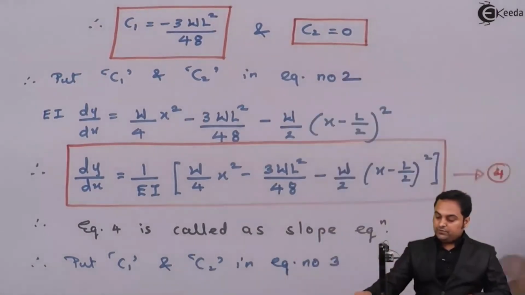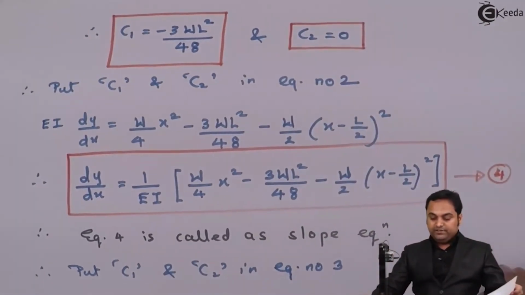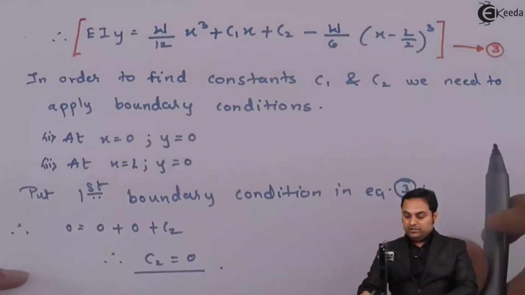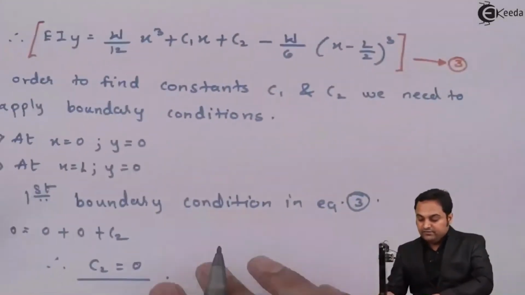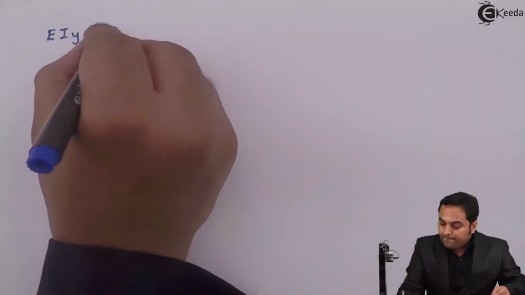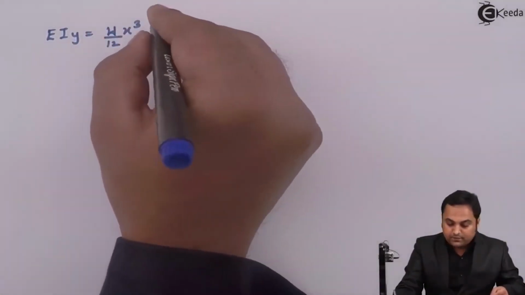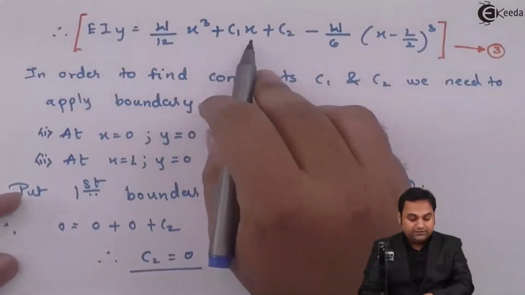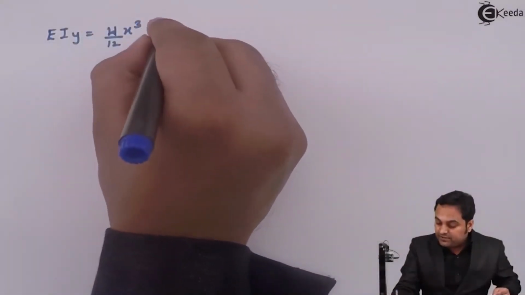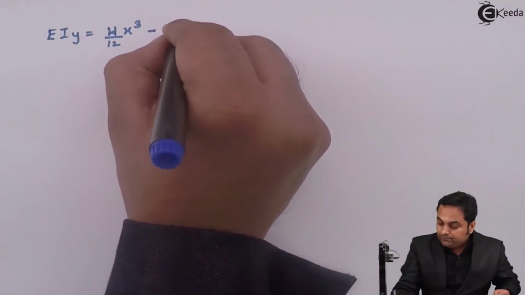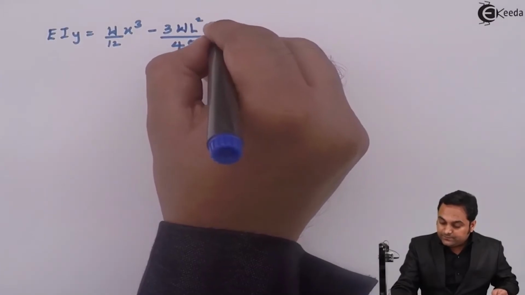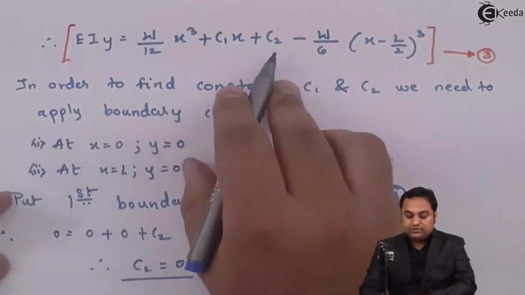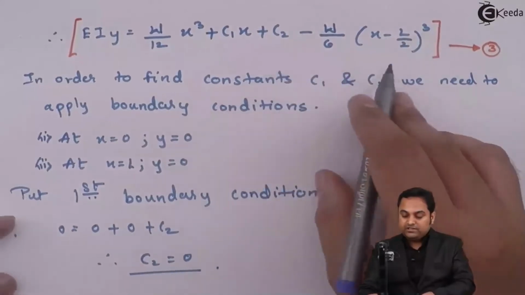Previously we have put the values in equation second, so now I'm putting the values. Here we have in equation 3 EI into y on one side, and on the right hand side we have W by 12 x cube. Next it is plus C1 into x, C1 is minus 3 WL square by 48 into x. Plus C2, C2 is 0, so we can neglect this term and copy the last term as it is.